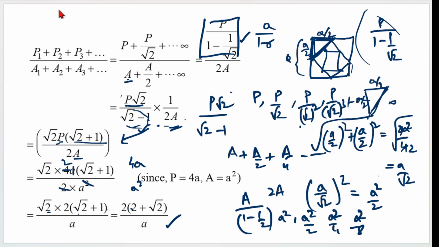The ratio of the infinite perimeters and infinite areas is 2 into 2 plus root 2 by a, where a is our initial side of the square. Hope you understood this.